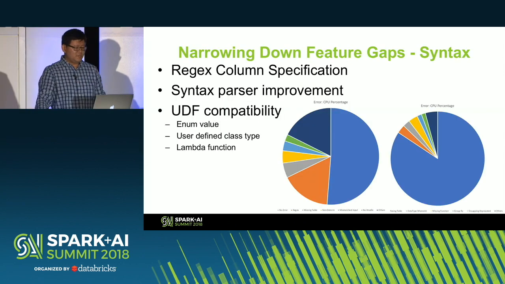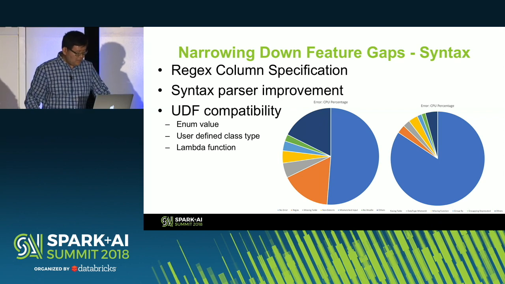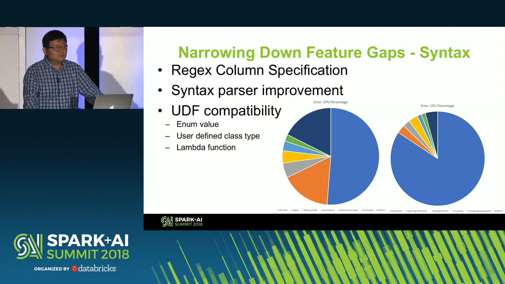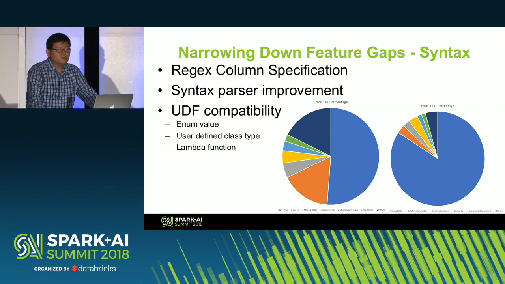After fixing those major feature gaps, we improved our compatibility from a little bit more than 50% to 85%. But there is still about 14% of jobs that cannot migrate to Spark directly. But for those 13%, there are some false positives.